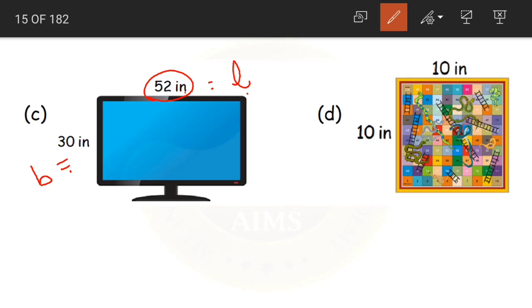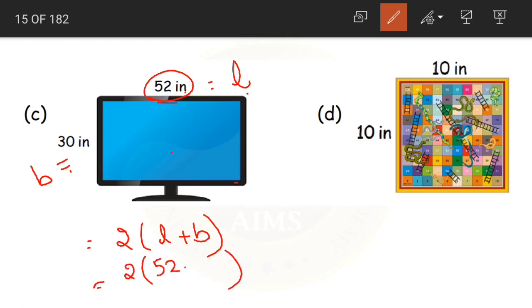Now how do you find out the perimeter of this TV screen? 2 into (L plus B). The formula for finding out the perimeter of a rectangle is 2 into (L plus B). Now let us write the values of L and B. L is 52 plus B is 30. 52 plus 30 is equal to 82. 2 into 82 is, 2 2s are 4, 2 8s are 16.